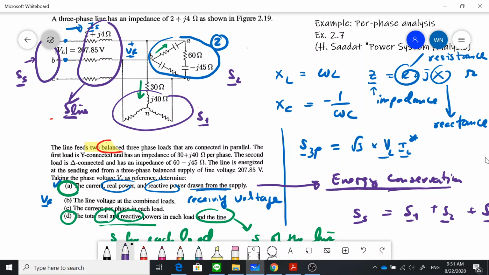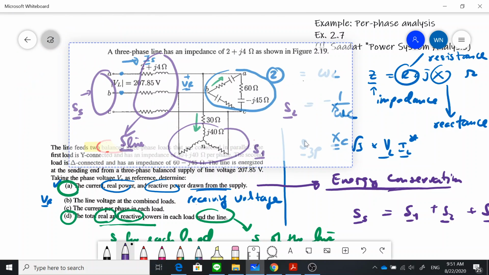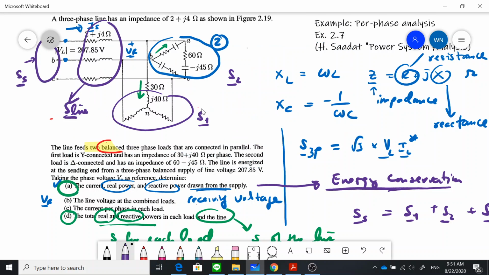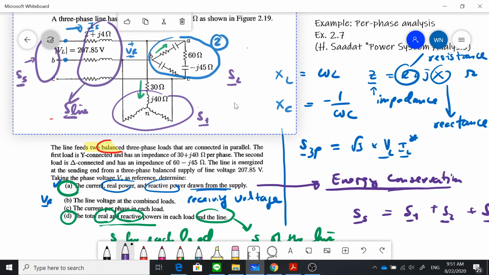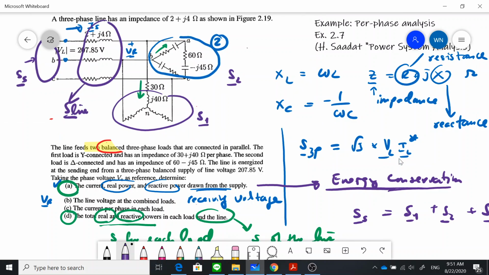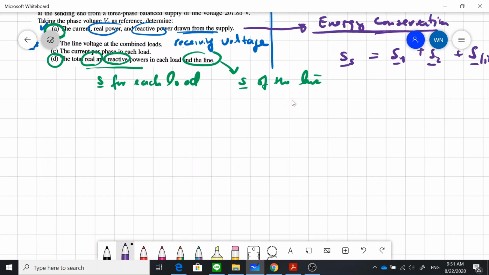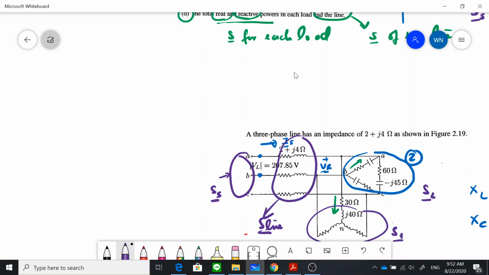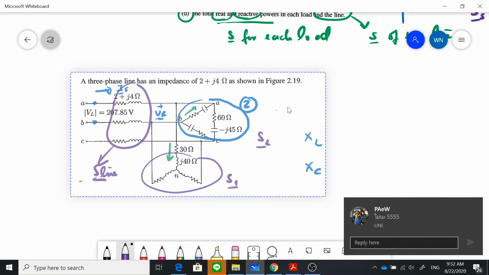Okay, let's see. We will do the solution for this problem. When trying to solve this kind of problem, what you have to do is come up with the per-phase representation. The three-phase representation can be written in this way.